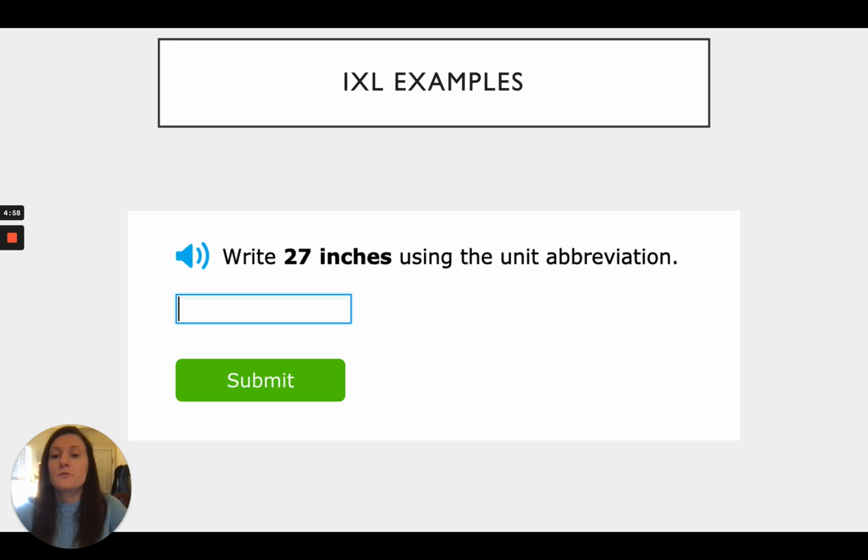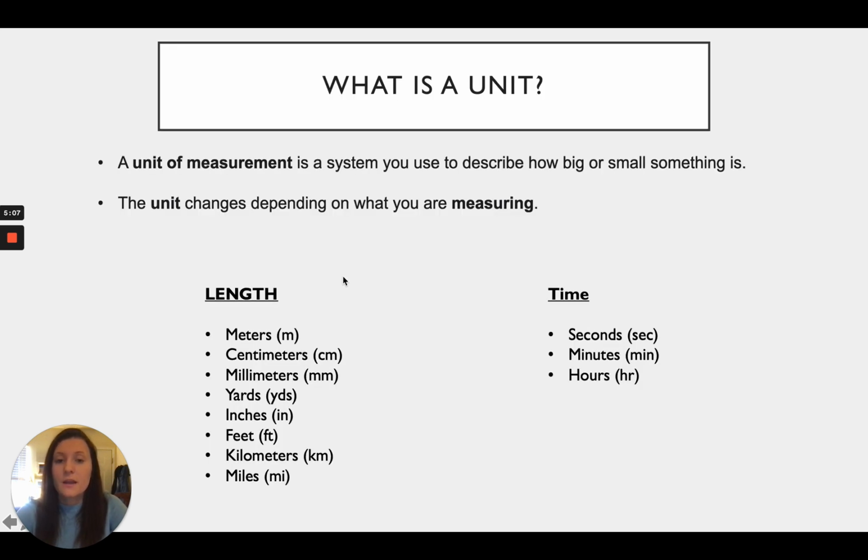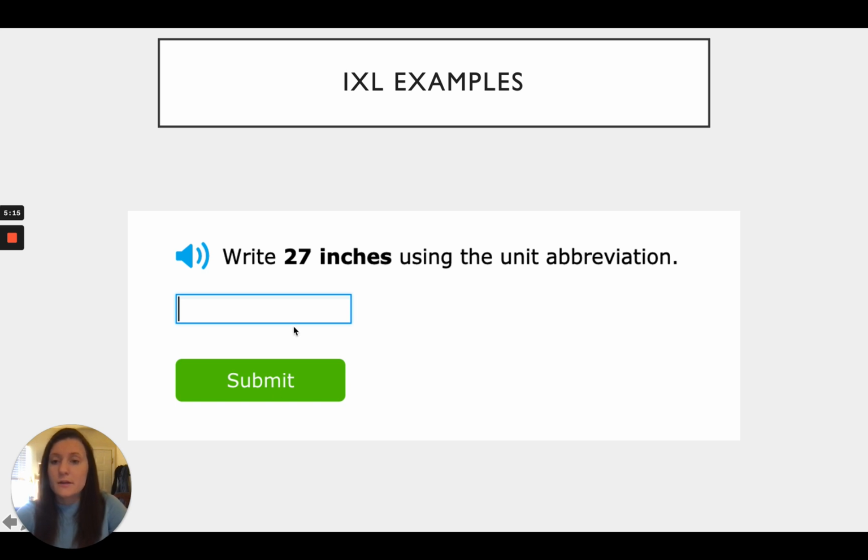All right, now we're going to do write 27 inches using the unit abbreviation. So now we're back to length again for inches. And we're going to go over to our length, and inches is IN. So when we go back here, we're going to put 27, and then we're going to put IN as our abbreviation for inches.